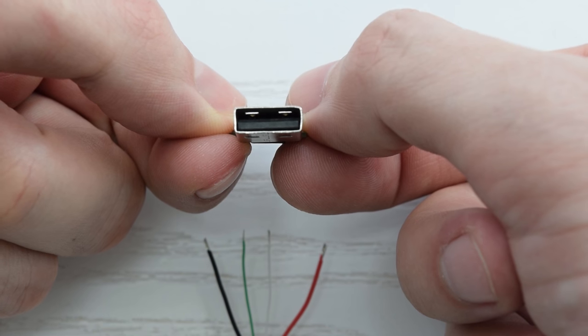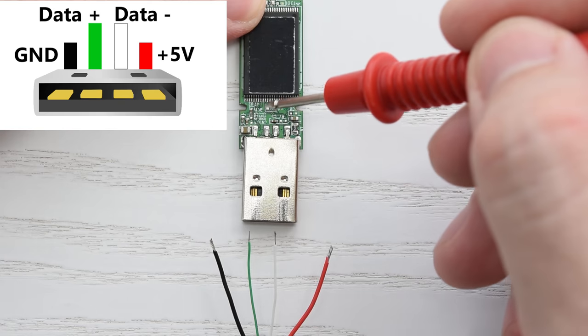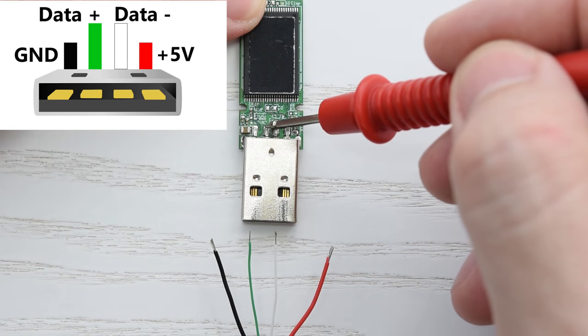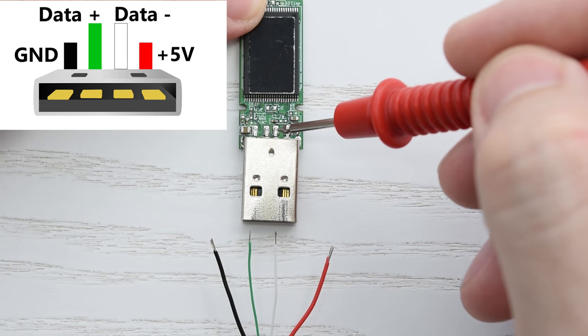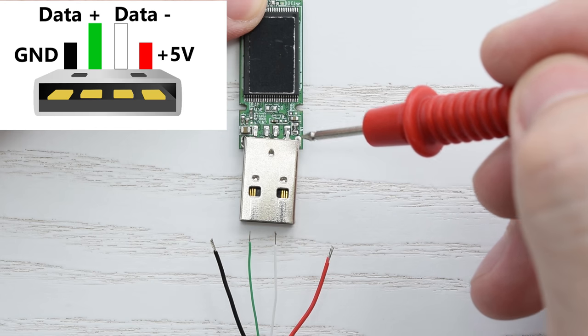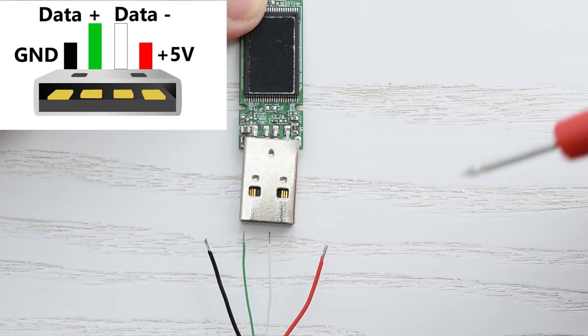Okay, so now if you look at the USB connector from this side, the first pin is ground, which is the black wire inside the USB cable. The second pin is data positive, green wire. The third pin is data negative, white wire. And the fourth one is VBUS 5 volts, red wire.